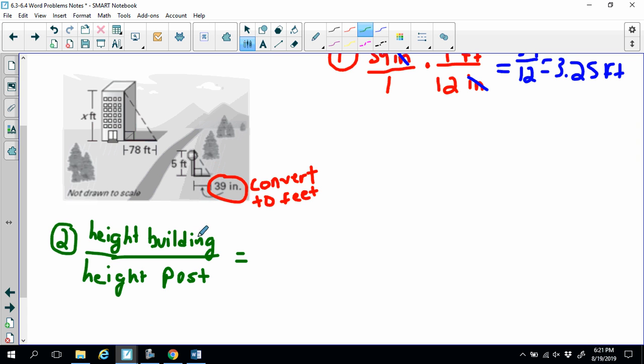Okay, so now we use the other information, which is the shadows. So we know that the shadow of the building, now I'm putting shadow of the building in the numerator because we're dealing with all the building in the numerator, and the post is basically in the denominator. And then the corresponding side in this case, because we're dealing with shadows, is going to be the shadow of the post, which we just converted from inches to feet.